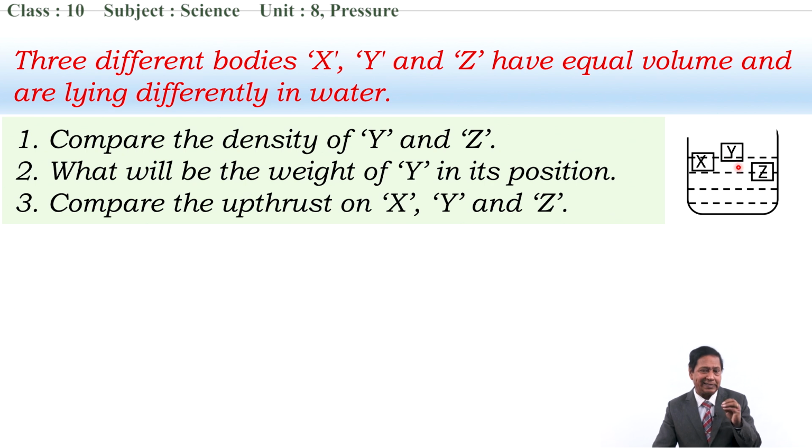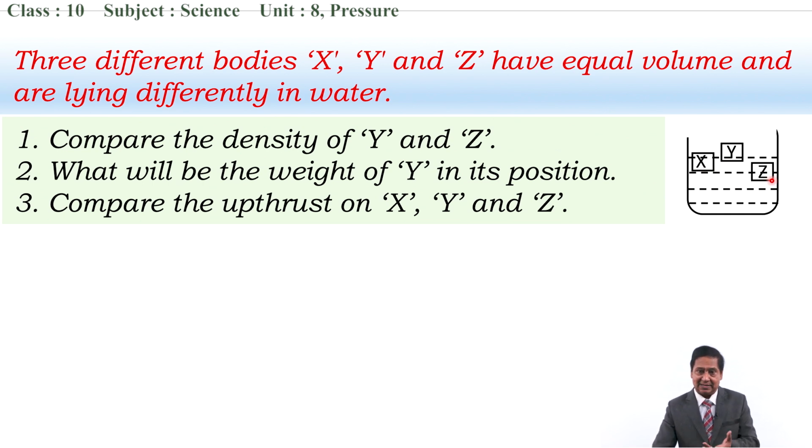But Y is emerging a little only, so the weight of displaced liquid is less. And we know that the weight of displaced liquid is equal to upthrust. Upthrust experienced by Y is less. But X is immersed a little more. It means it displaces more liquid than Y. So the weight of displaced liquid is more in case of X in comparison with Y. So the upthrust acting on X is more than Y.